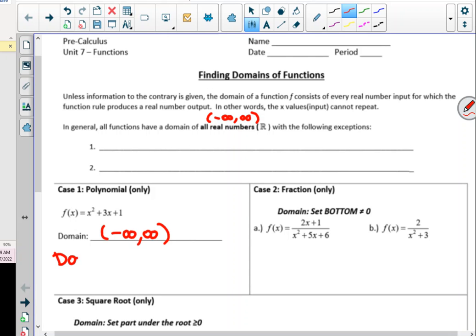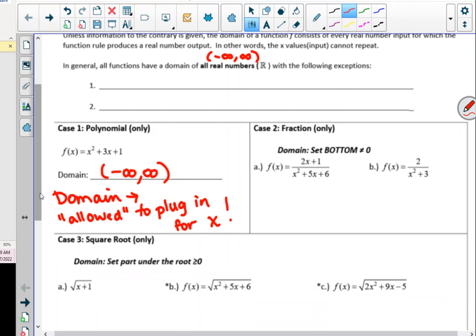Because when we're talking about our domain, I'm going to put this word in quotes. The domain basically describes what are we allowed to plug in for x, or what kind of numbers, if we plug them in for x, will give us y's. In a polynomial, there's nothing holding you back from what you plug in for x.